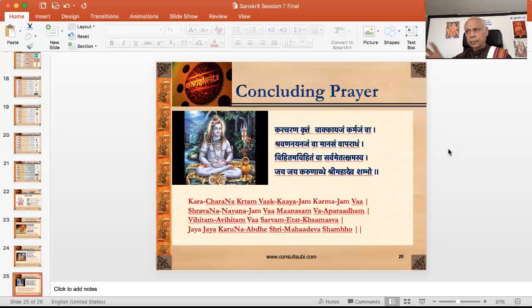So here you have learned many words now. Kara Charanam, you have learned. Vak Kayam, both you have learned. Shravana Nayanam, Manasam, Aparadam, Vihitam, Avihitam, just opposite. Sarvam etat, all. Sarvam means all. Etat, all these. Kshamasva, kshamam. Kshamasva is forgive me.